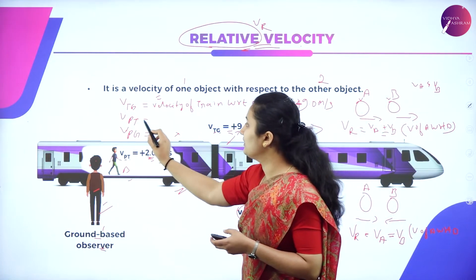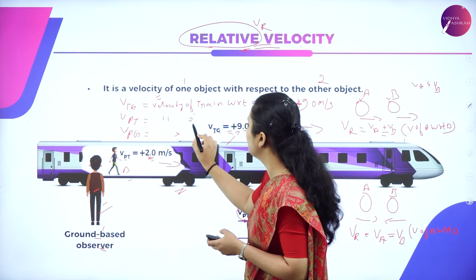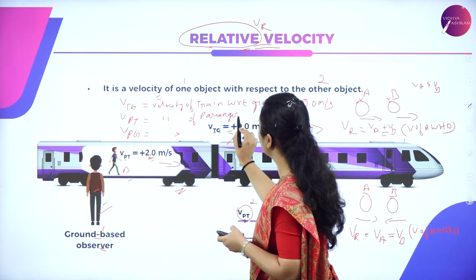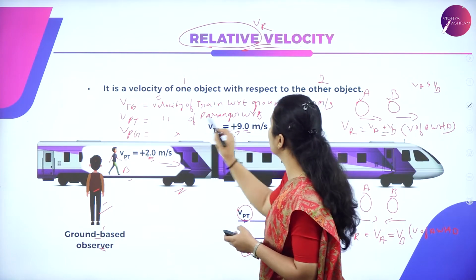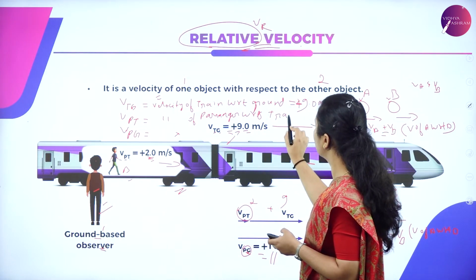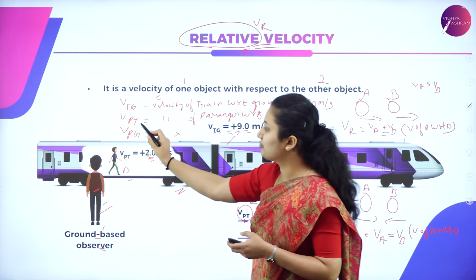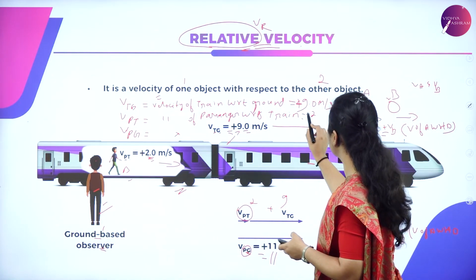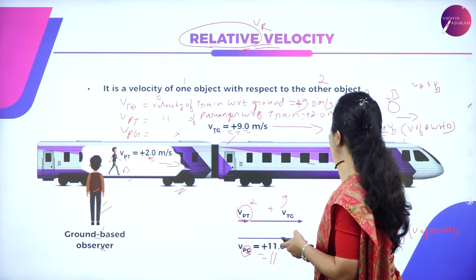So, what do you mean by VPT? This is the velocity of passenger, which is the velocity of passenger with respect to train. So, what is the velocity of passenger PT with respect to train? It is plus 2 meter per second.